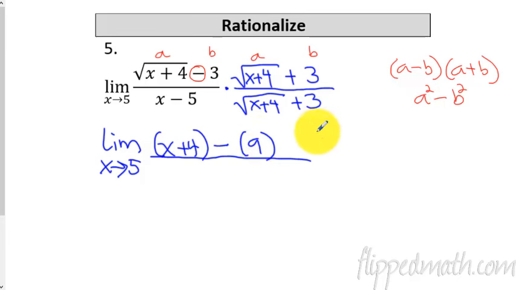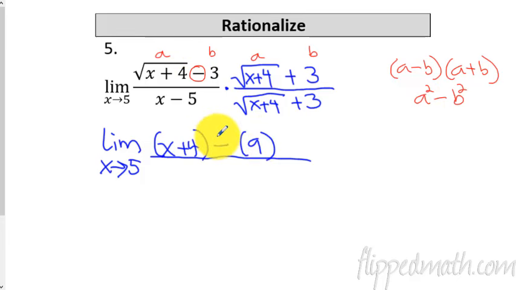Okay, so it's just a squared minus b squared. That's what multiplying by the conjugate does, it cancels out this square root symbol. Now on bottom, there's no need to multiply out anything. You're just going to leave this in groupings, and then we have square root of x plus 4 plus 3. Let me skip down here to the next line to clean this up.